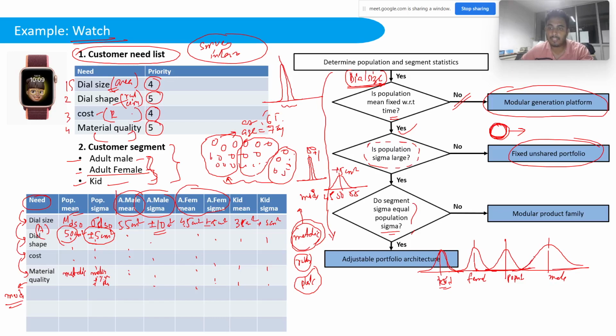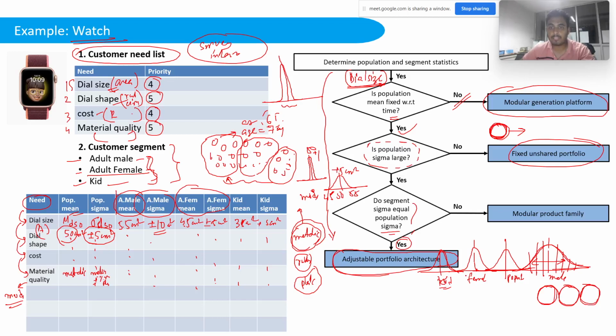For male, the variance is more than the population sigma. That means you need to go for an adjustable portfolio architecture. In order to address the different male population, you need to provide different dial sizes. So there should be some sort of customizable design, whether customizable at the point of manufacturing or later, something like an adaptive design for the male population.